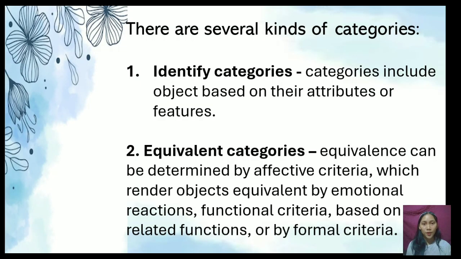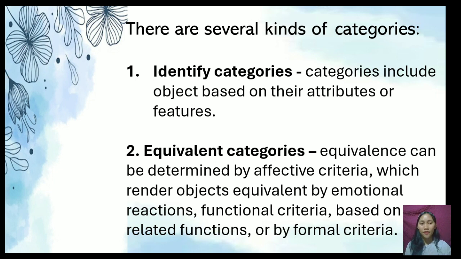In the next slide, I will be discussing the several kinds of categories. So, the first category is identity categories. Categories include objects based on their attributes or features. The second category is equivalence categories.